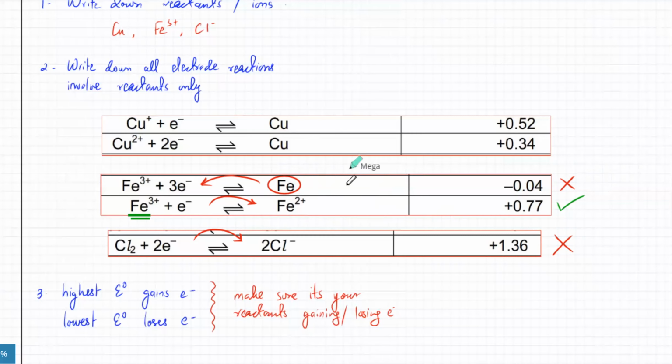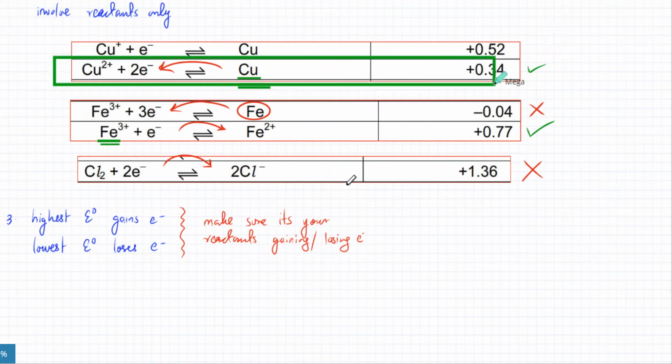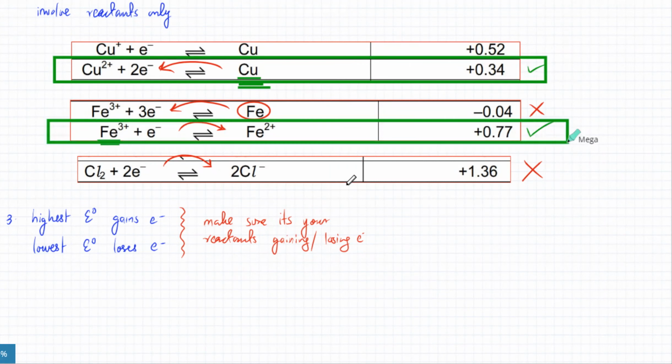Now the other one is copper. This one, right? Is that clear? Yes. And we do have copper with us. So this makes perfect sense. So I've figured out who gains electrons and who loses electrons, and I'm just going to focus on those two equations now. So let me highlight those two equations. One of them is this one, and the other one is this one. Is that clear?